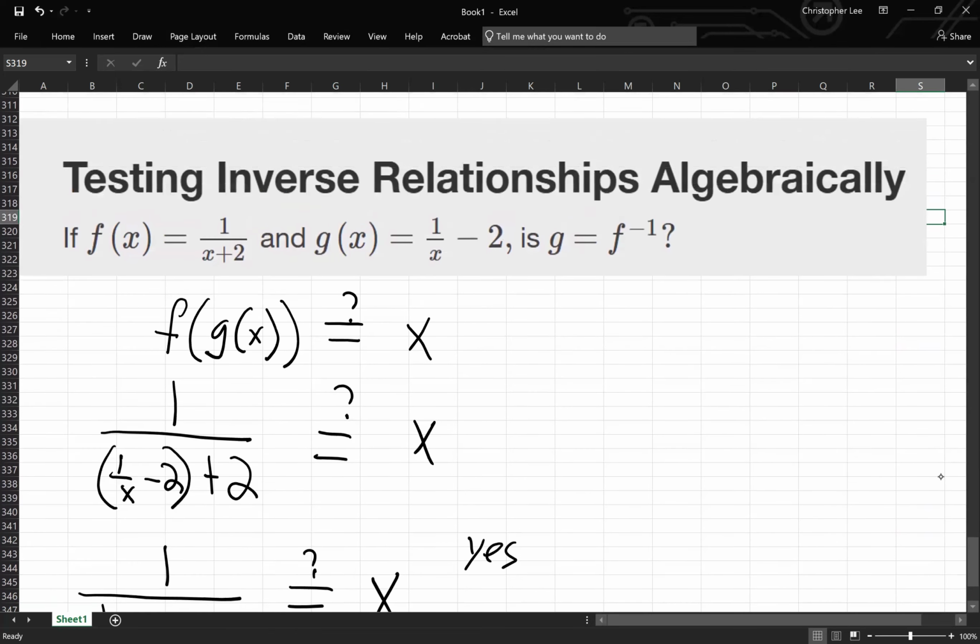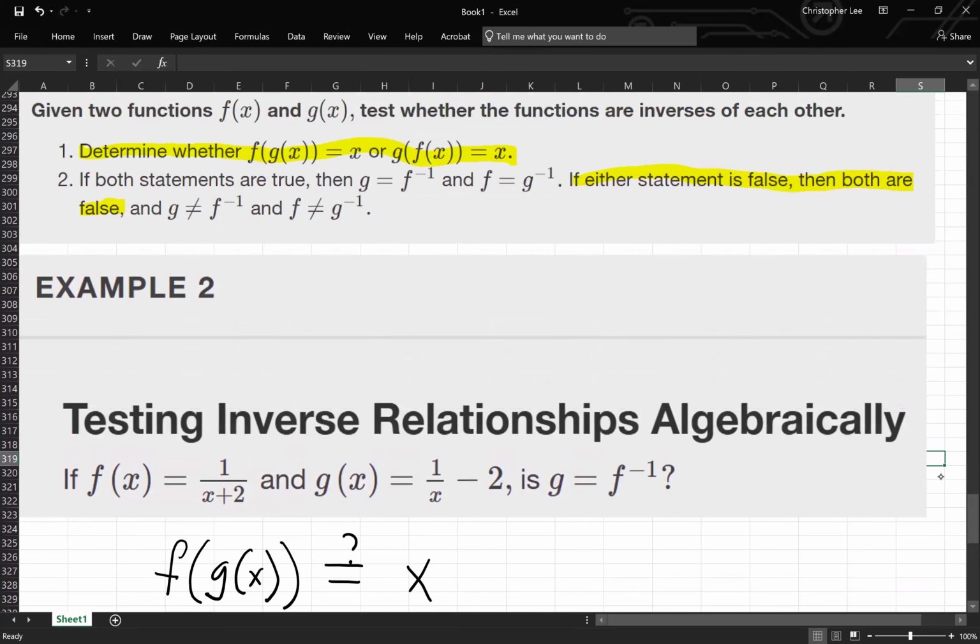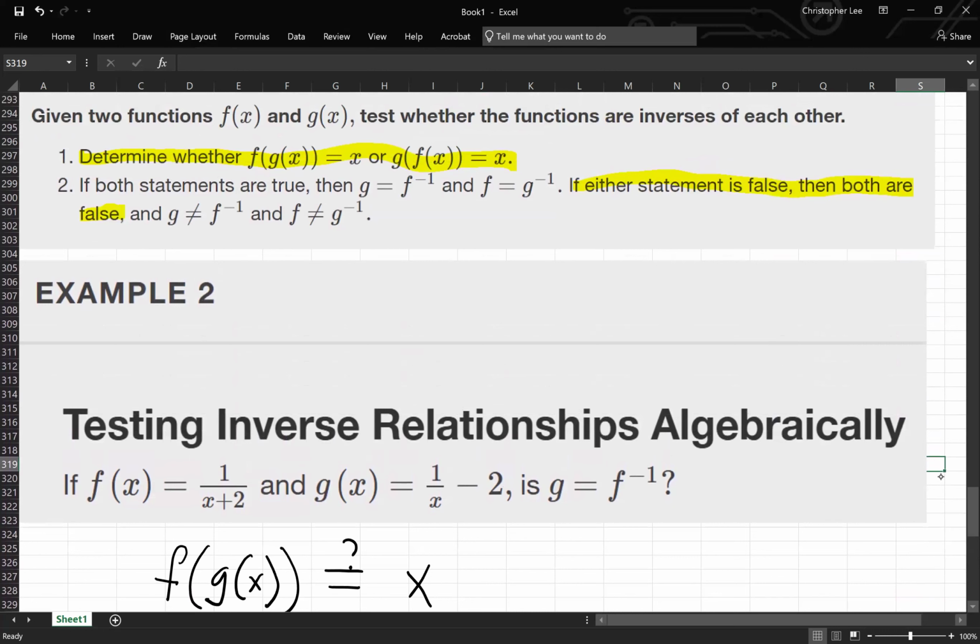Why? Oh, because I just copied the formula right here. See that? You see it highlighted? F of g of x equals x. Right? All I have to do is prove that when I plug in one function into the other, it equals x. You know?